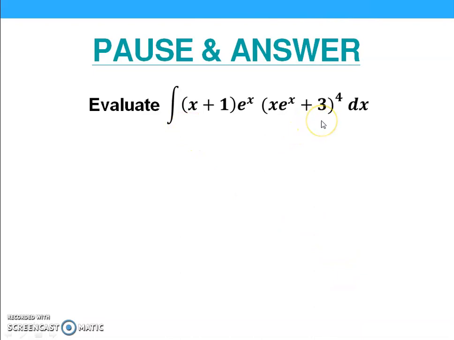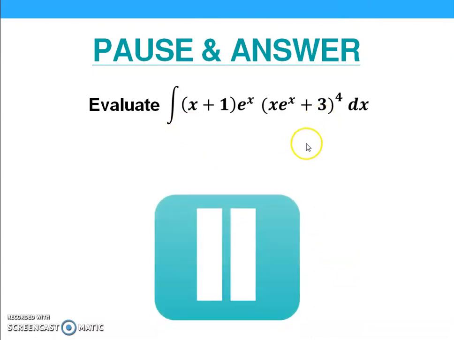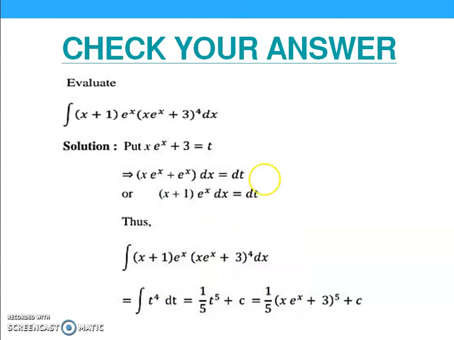Evaluate this integral. Pause the video and write down your answer. After you are done, resume. So let's see what is the solution.